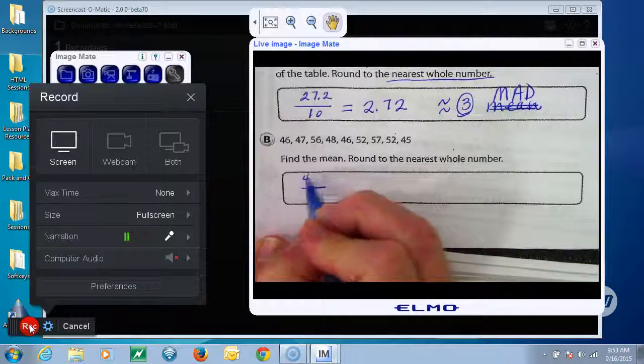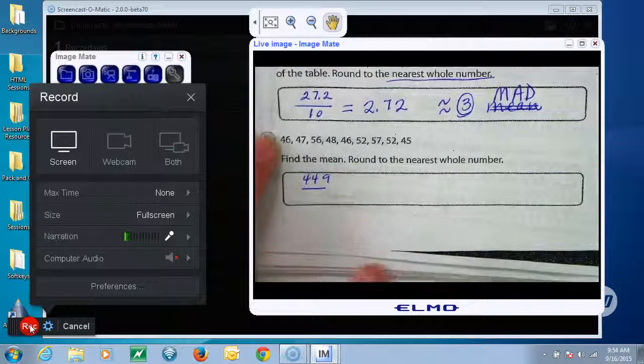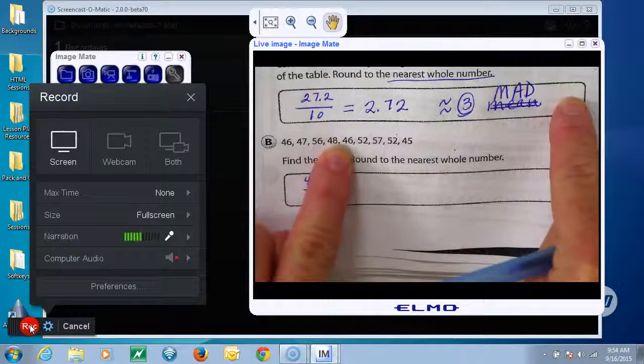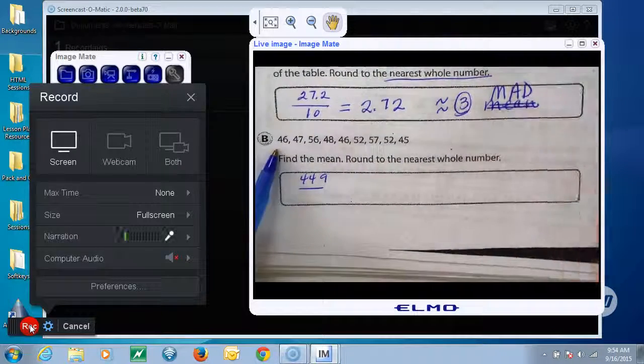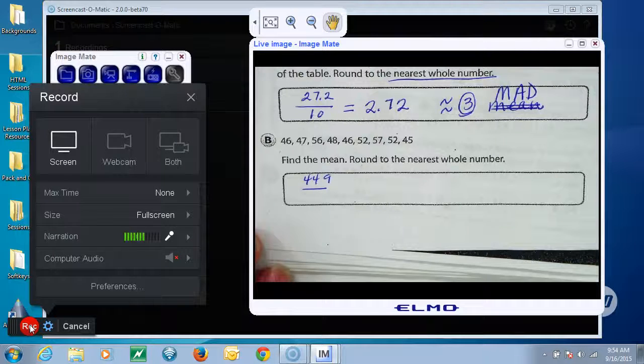Okay, did everybody get 449? Well, keep adding until you get 449. Hey, use your finger. I noticed several of you doing that. Use your finger. 46 plus 47 plus 56. Use your finger to go down. Make sure you don't skip one, or use your pencil. Calculate, calculate, calculate. That's why some of you take longer, because you're going back and forth and you forget where you are.